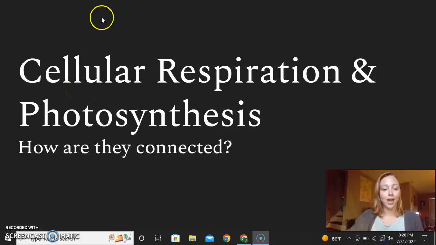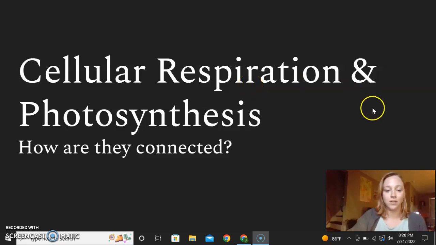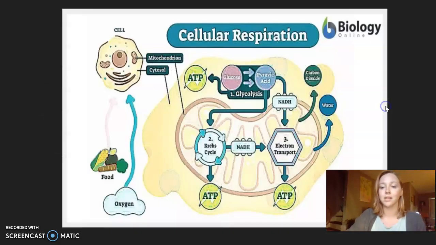So let's look at the relationship between cellular respiration and photosynthesis, what their differences are, and why they're really connected. So cellular respiration is going to be a catabolic process, meaning this is a process that takes larger, complex molecules and breaks them down into small, simple ones that are then used to create ATP, which is what cells use for energy.